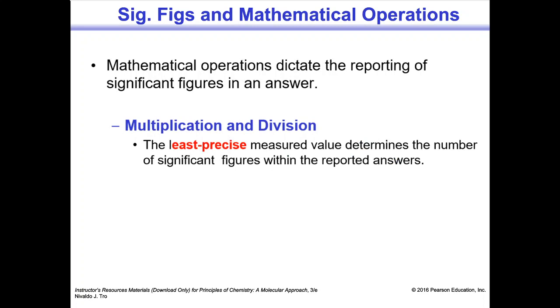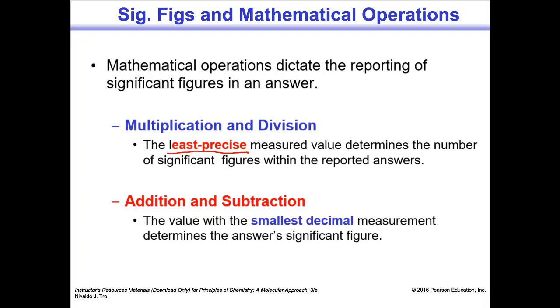If we're doing multiplication and division, you're going to go with the least precise measured value. In other words, you're going to look for the number that has the fewest number of sig figs, and that's going to determine how many sig figs you report in your answer. And we'll do some examples of that. If we're talking about addition and subtraction, it's the value with the smallest decimal measurement that determines the sig figs. You're going to look for the number that has the fewest numbers after the decimal, and that's going to determine your sig figs.